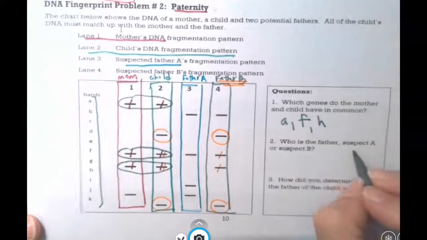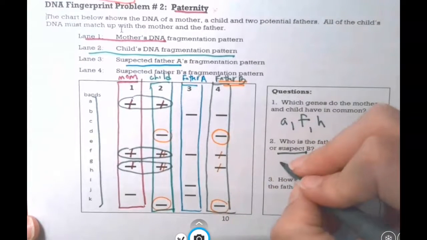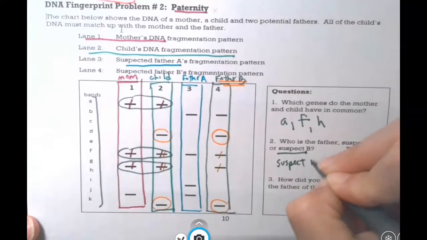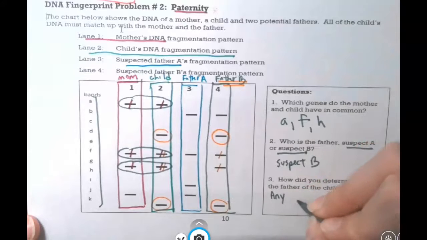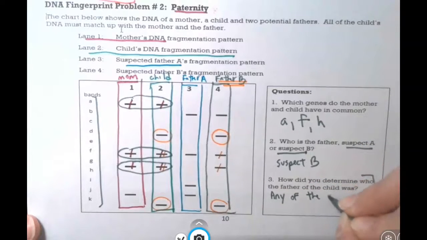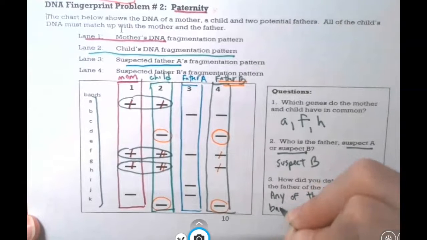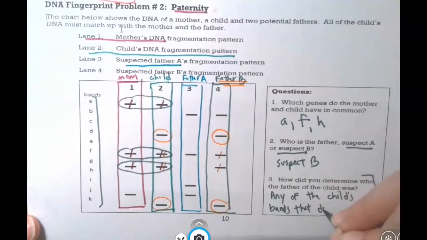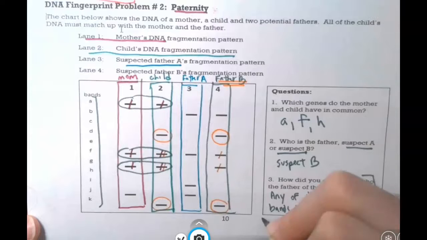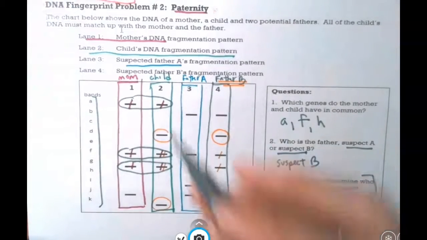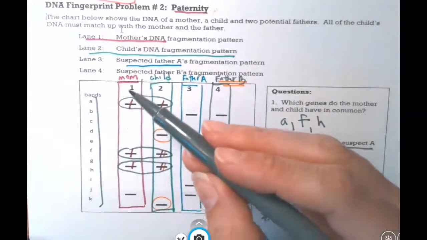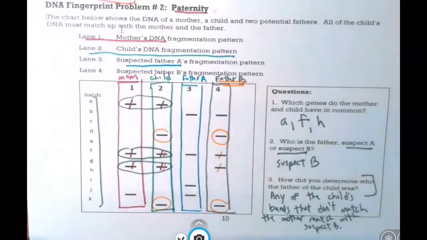And then who is the father? Suspect A or suspect B? We know that suspect B is the father. And how did you determine this? Because any of the child's bands that don't match the mother match with suspect B. So unlike in crime scene, the child's DNA is not going to be an exact match with the mother and the father, but it's going to be a mixture of the mother and father's genes.